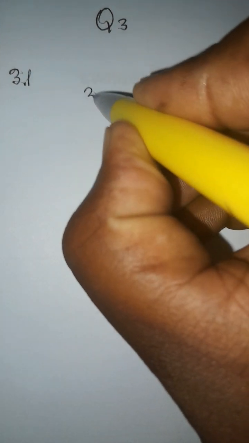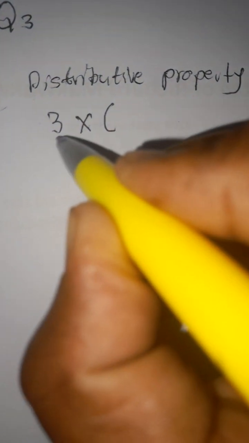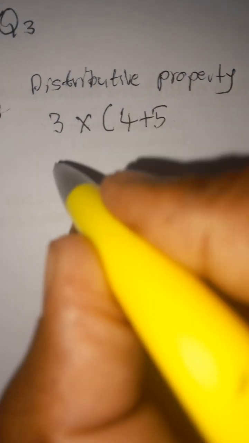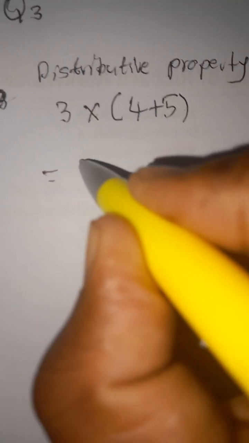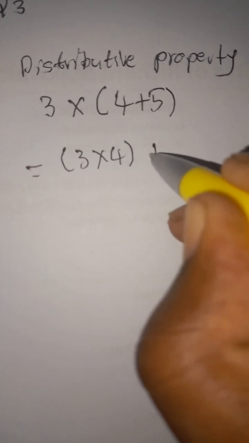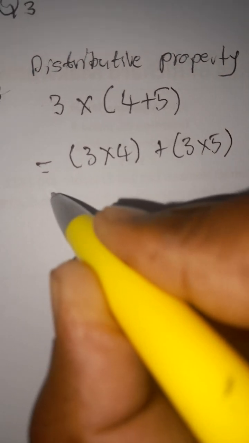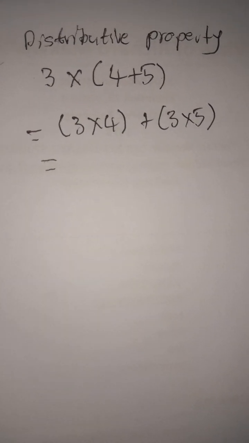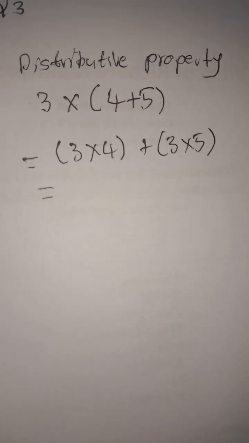Then the example that I can use for distributive property, let's say it's 3 times (4 plus 5). In this case, 3 will multiply everything that is inside the bracket. In other words, I'm going to have 3 times 4 plus 3 times 5. That's how you can apply the distributive property when teaching the grade 4 learners to understand.